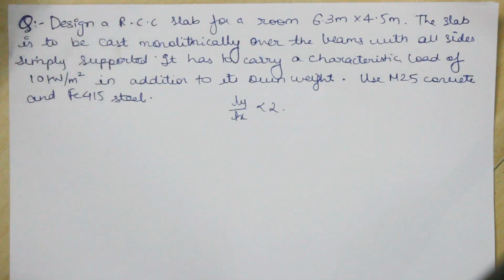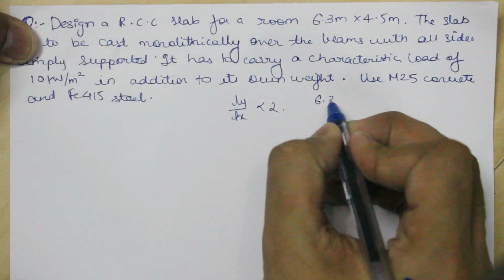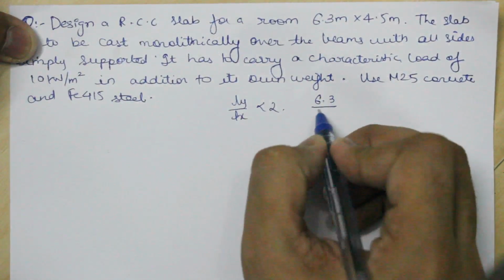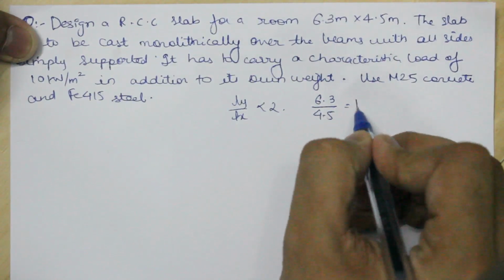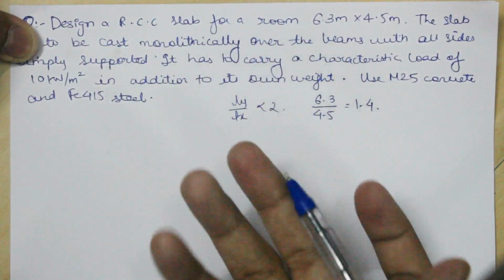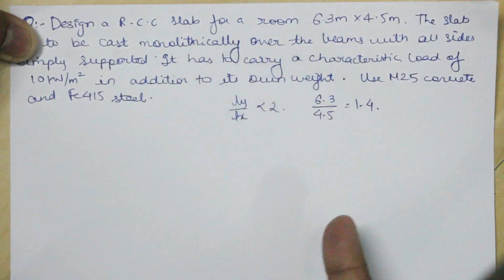So first step is always to calculate the aspect ratio. So in this case our aspect ratio will be 6.3 over 4.5, which will be 1.4. So clearly it is less than 2, so this is a case of two-way slab.